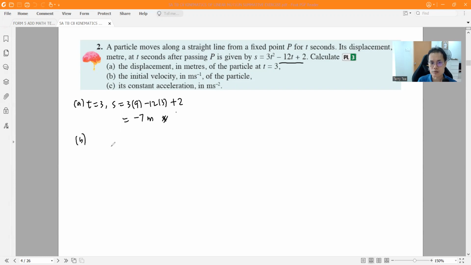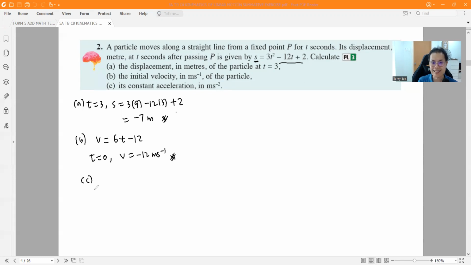Okay, find the initial velocity. Before we find initial velocity, we need to differentiate s to get your velocity function. In this case, it will be 6t minus 12. Differentiate 3t squared, 6t. Differentiate minus 12t, get minus 12. 2 is a constant. When you differentiate, you get 0. Now, initial happens when t is 0. Let t be 0. We get a velocity of negative 12.